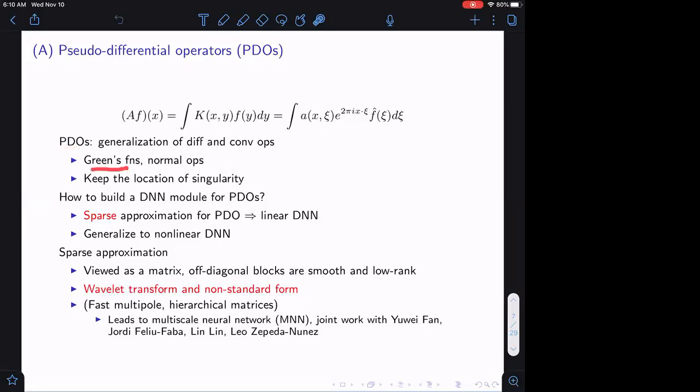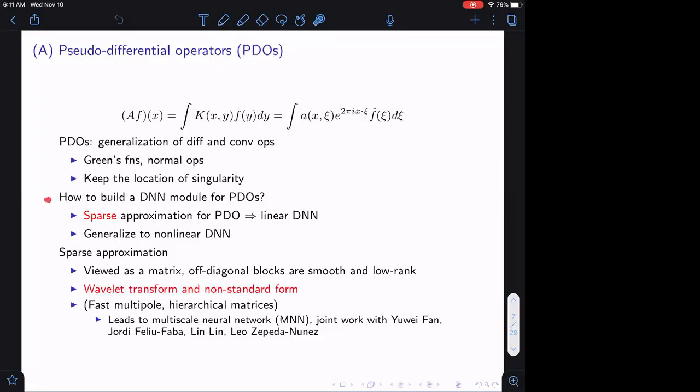Pseudo-differential operators, as I said, play a big role. They represent the Green's function. They also include the normal operators in inverse problems. One important property of the pseudo-differential operator is that it keeps the singularity local, meaning that if I have a function f with a singularity at a certain location, when you apply operator A to it, the location will not change. It can only disappear, but it cannot create new singularities.